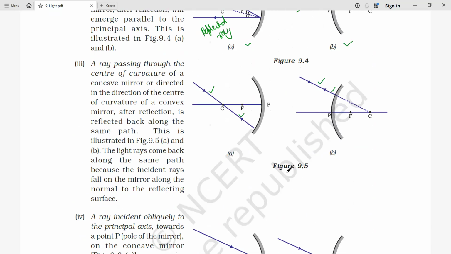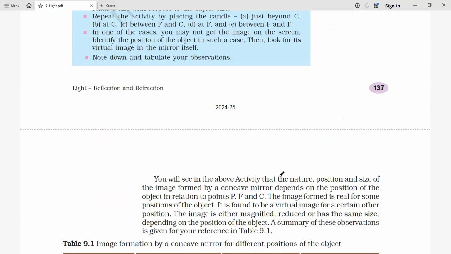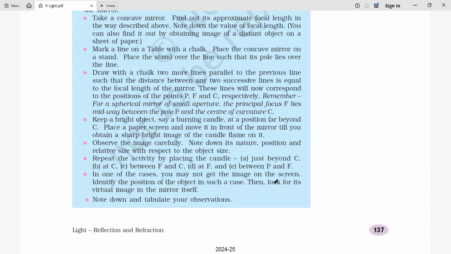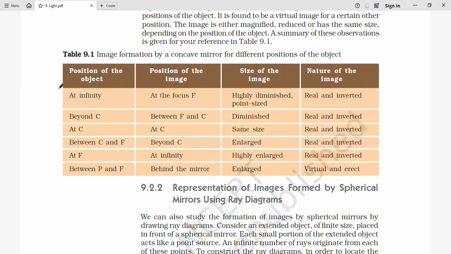So now by using these four rules, we can see the image formation in case of a mirror. Here is the given table for the concave mirror. It is important in case of a concave mirror to note the object position, then the position of the image, then the size of the image, then the nature of the image. Again, we have a ray diagram, so it will be much clearer.